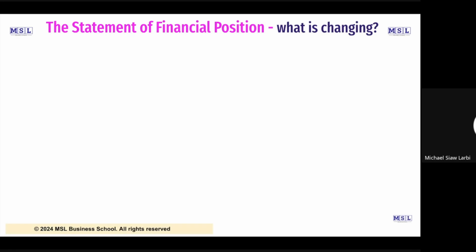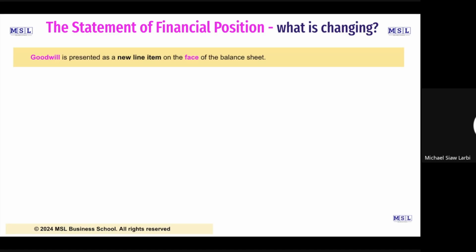Balance sheet, what is changing? Only one thing is changing here. So not too much to learn or know if you're in practice. So on the balance sheet, it is now mandatory to present goodwill as a single line item on the balance sheet. So we want to see, not in a note, on the face of the financial statements, show us goodwill if you have it, right?